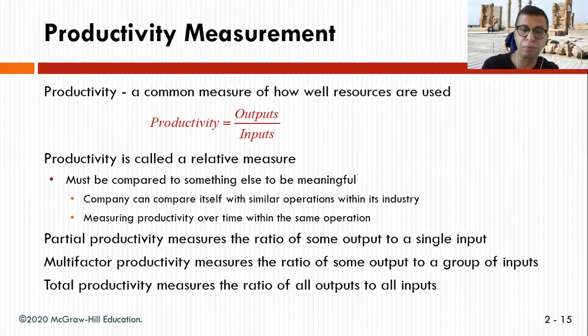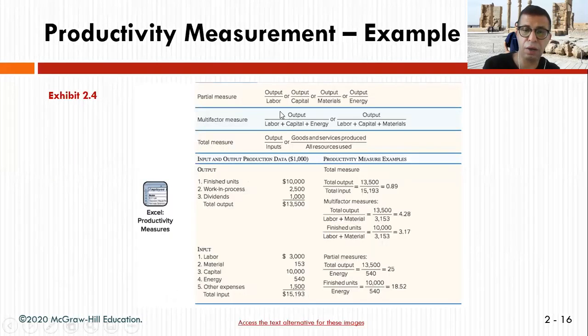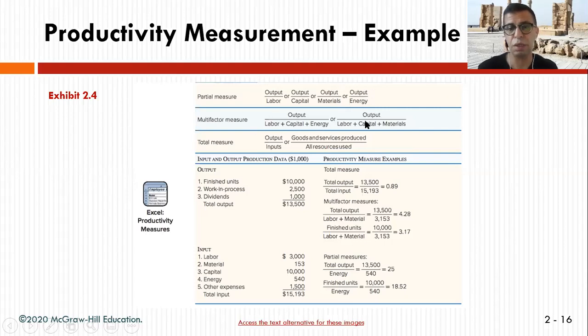A partial productivity measure is the ratio of some output to a single input. There are other ways of doing it, and we will see them in the next slide: partial productivity, multi-factor productivity measures, and total productivity measures. Here, for the partial measures, you can do output to labor, output to capital, output to materials, or output to energy. And all this you can get from the financial statements.